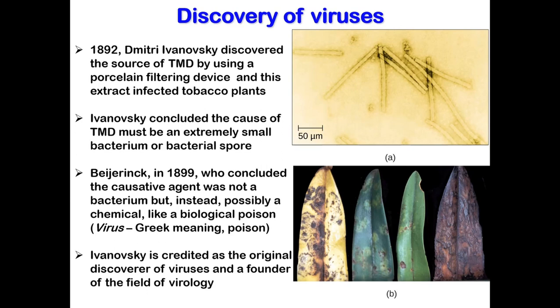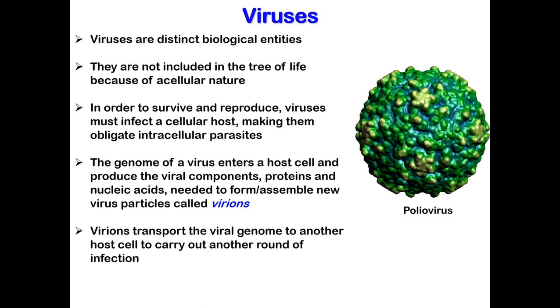However, it is Ivanovsky who is credited as the original discoverer of viruses and a founder of the field of virology. So viruses are a group of infectious agents that are unique in their simple acellular organization and in their pattern of multiplication. Acellular means that they don't have cells, and therefore they have no cytoplasm or cell organelles. Their acellular nature means that they are not included in the tree of life.